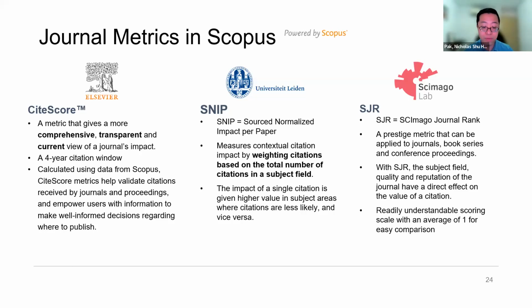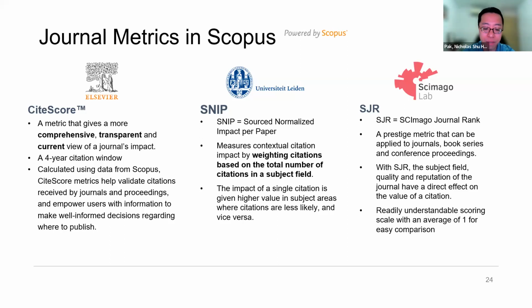So this formula has been tweaked a bit. We have expanded it now to a 4-year window, and we're using the data from Scopus CiteScore metrics to help validate citations that are received by journals and proceedings. I'll walk you through CiteScore in a couple of slides later because the 2022 was just released about a couple of months back. So you'll probably find the most latest and updated version of CiteScore 2022 before you in a bit as well.